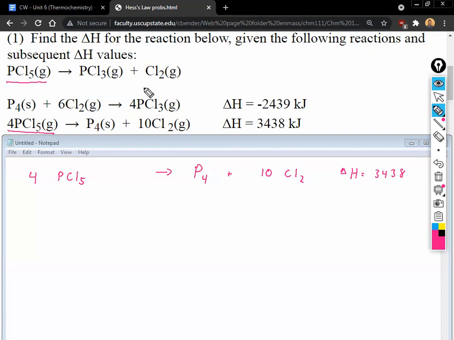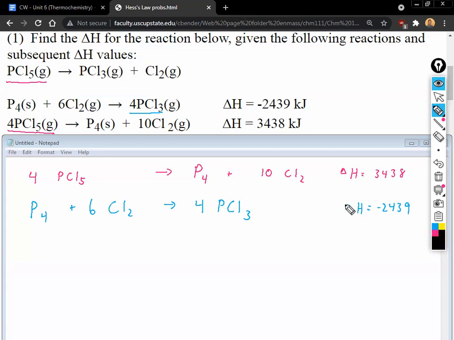All right, we want to make sure that PCl3 is going to be on the product side. So if we take a look here, we see that PCl3 is already on the product side. And so we're just going to copy down the equation as is, because PCl3 is on the product side. Okay, so 6Cl2 and then 4PCl3. And the delta H is negative 2439.